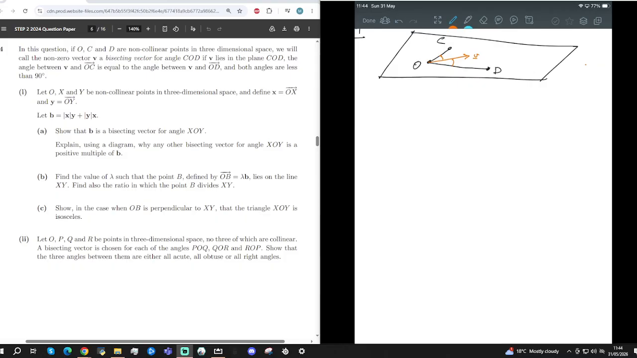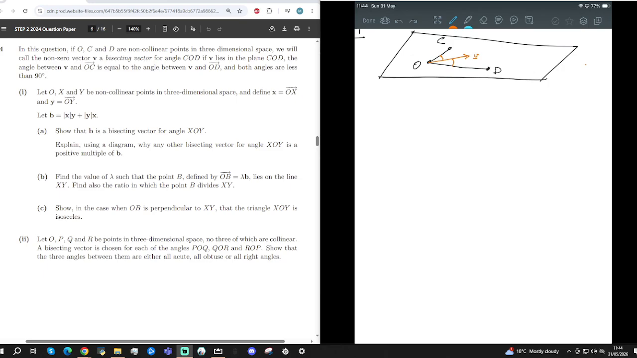Now I did pause while reading it briefly when I saw both angles are less than 90. Well, that's to prevent us from using this vector, which will be negative V, because then that angle there and that angle there would be the same, but they're now obtuse. They're now bigger than 90 in both cases. So we're always going to choose to pick the angle to make it smaller.